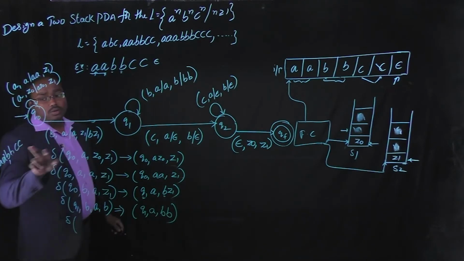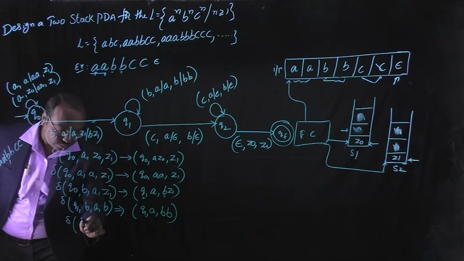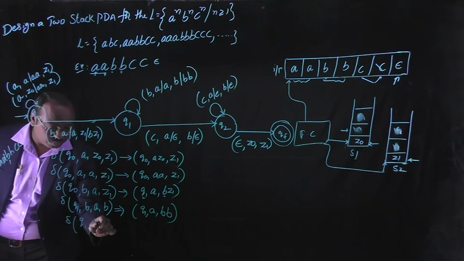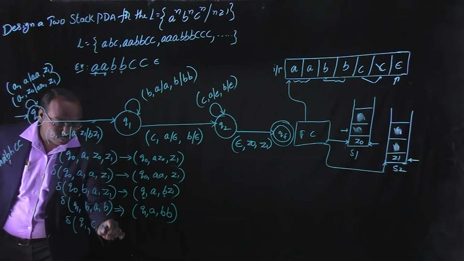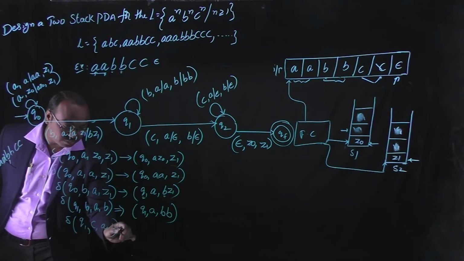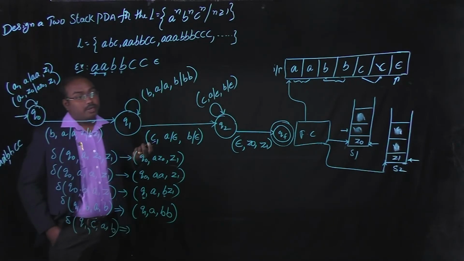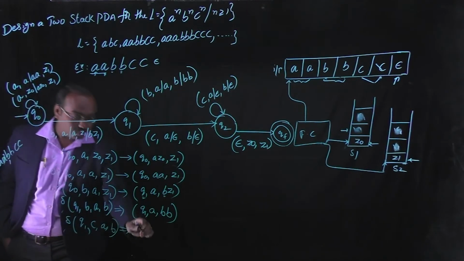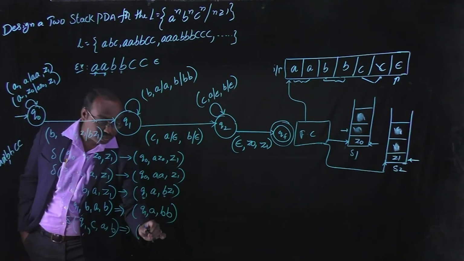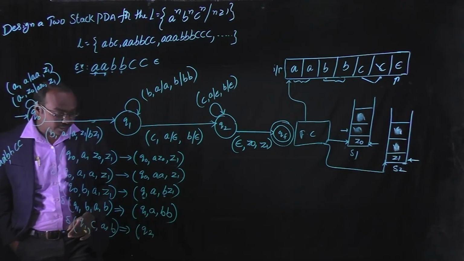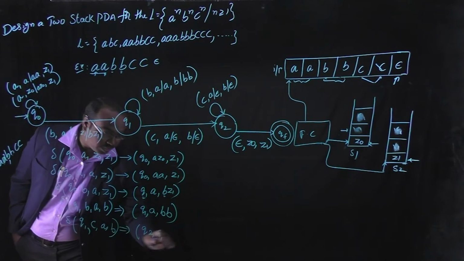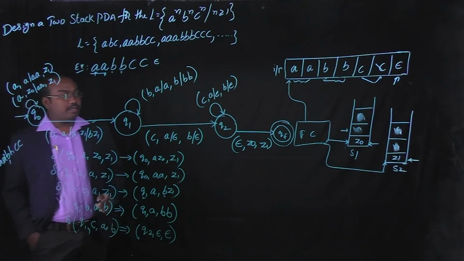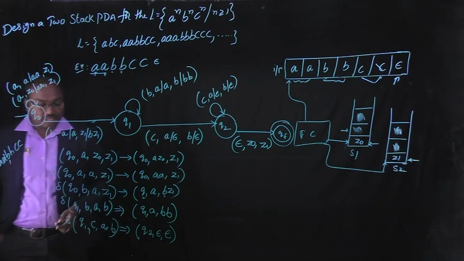The next one, the input symbol is C. Now we are in state Q1. If the input symbol is C, stack 1 top element is A, and stack 2 top element is B, then what should we do? Remove the elements on each stack. Okay, you can remove. So move to state Q2, and we can remove the stack 1 element and the stack 2 element also. So at a time we can remove both stacks' top elements.